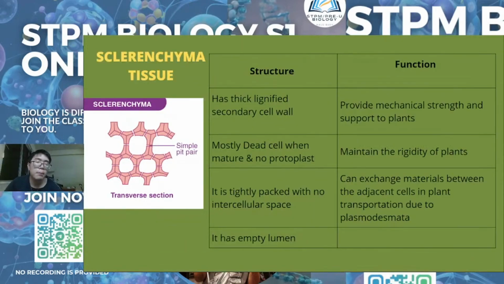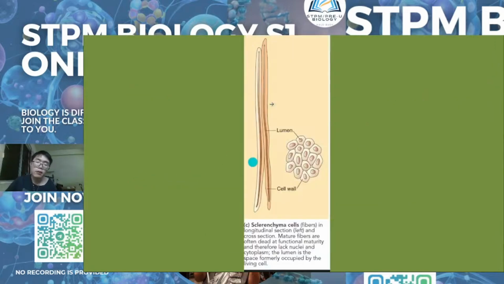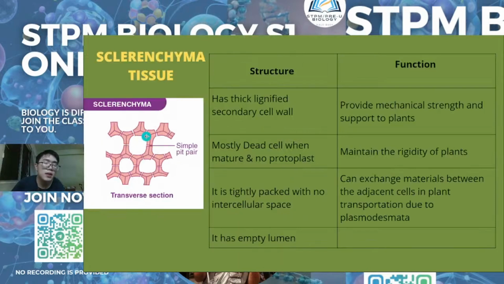Okay, next is about sclerenchyma tissue. Okay, so you see the structure. What are the main differences between parenchyma and collenchyma? If you see here, the main difference is it does not contain a nucleus.